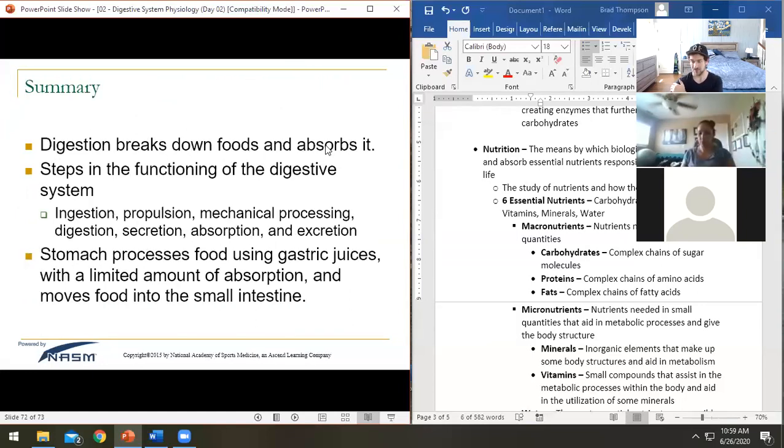But in the end, like I said, this PowerPoint moves fast at the end. What I want you guys to remember: digestion breaks stuff down, and then your digestive system is also responsible for absorbing it. Absorption is the process of allowing nutrients to pass into your bloodstream. Digestion is the process of making stuff really small. And we do it in order to get all of these individual little pieces here.